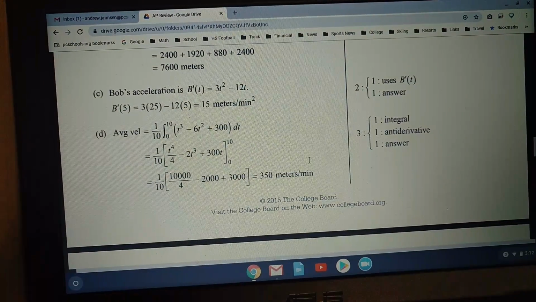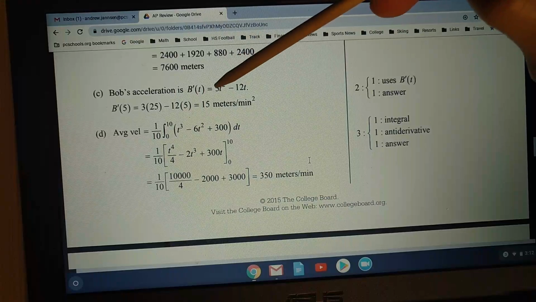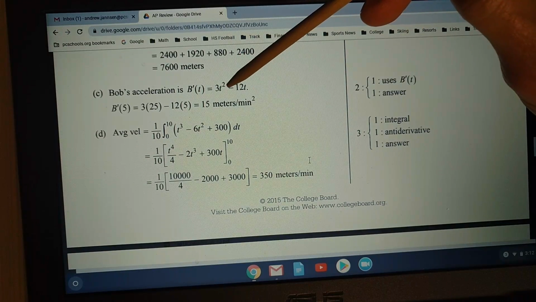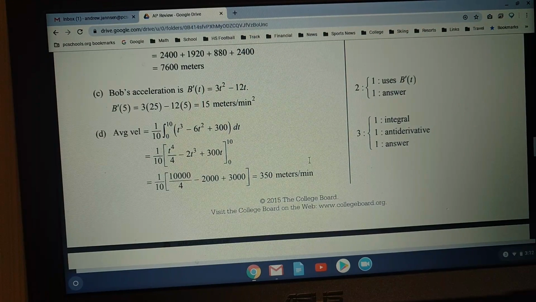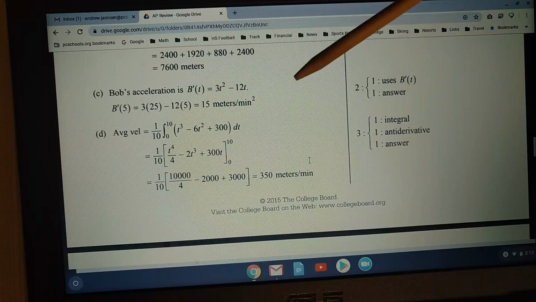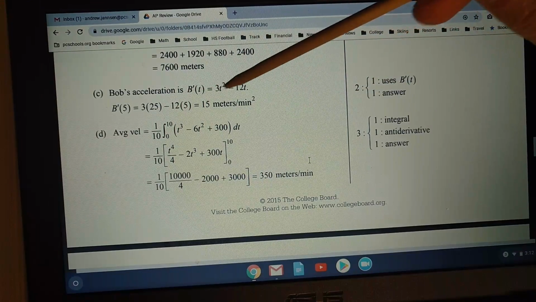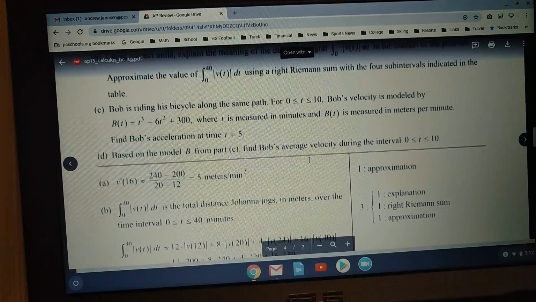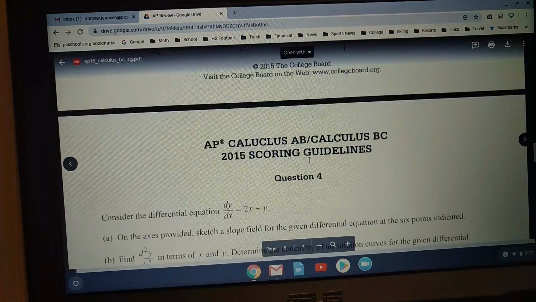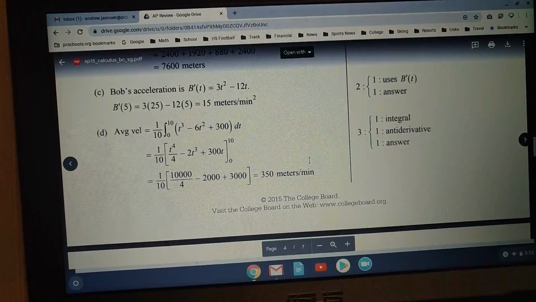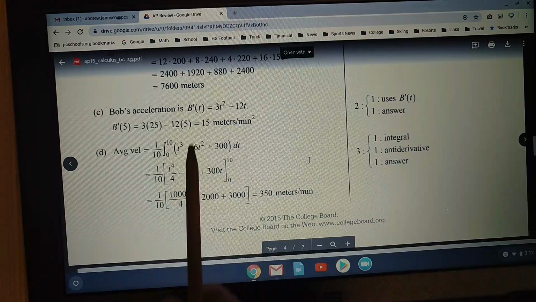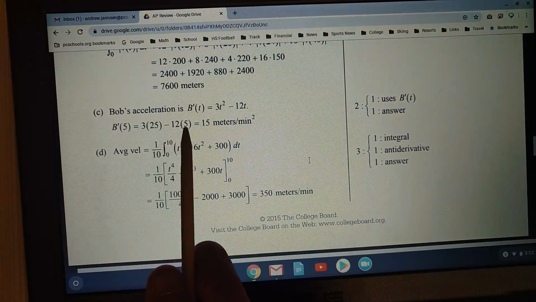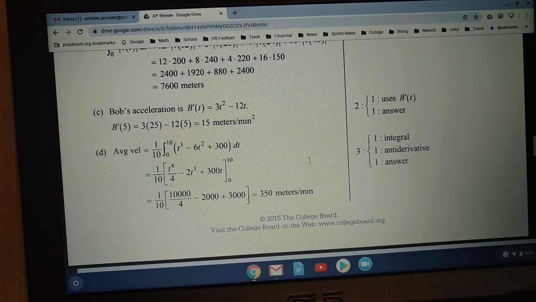Then for C, if they understand, they must use b prime of t. So if they know that they're going to use that, they get a point. Even if they don't take the correct derivative, they still get a point. Just the fact that they know that they need that. So that gets them the point there. Then 1 point for the answer if they correctly take the derivative, plug in, and get 15.